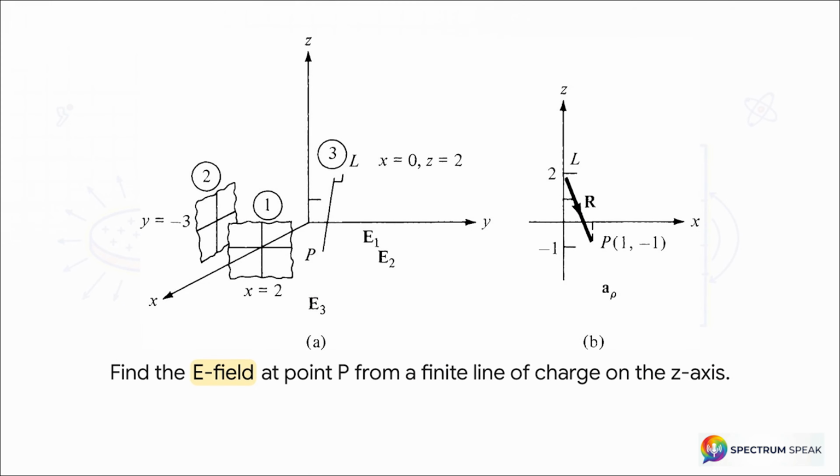Here's our problem. We've got a straight line of charge just sitting on the z-axis, and we want to find the total electric field it creates at some random point P, just floating out here in space. This diagram is key to visualizing the whole thing.